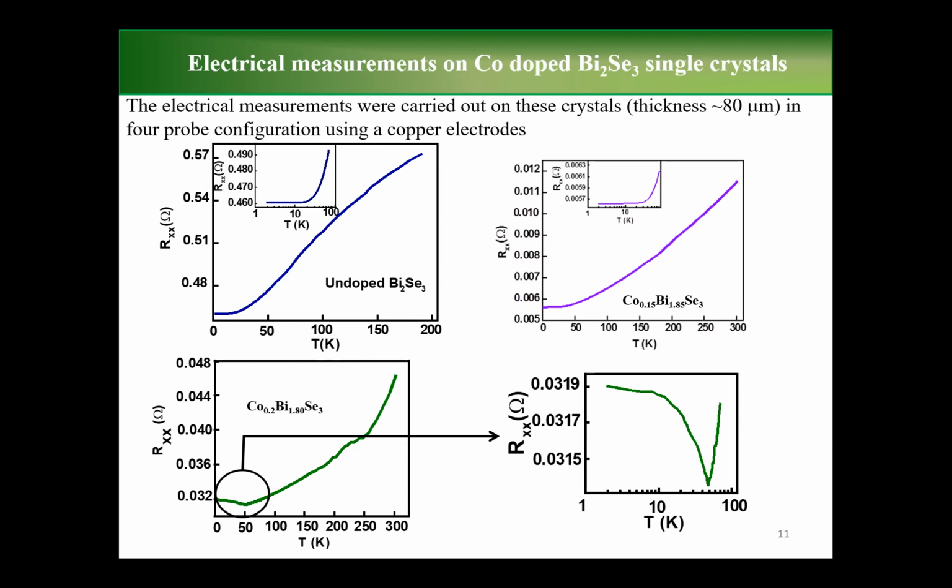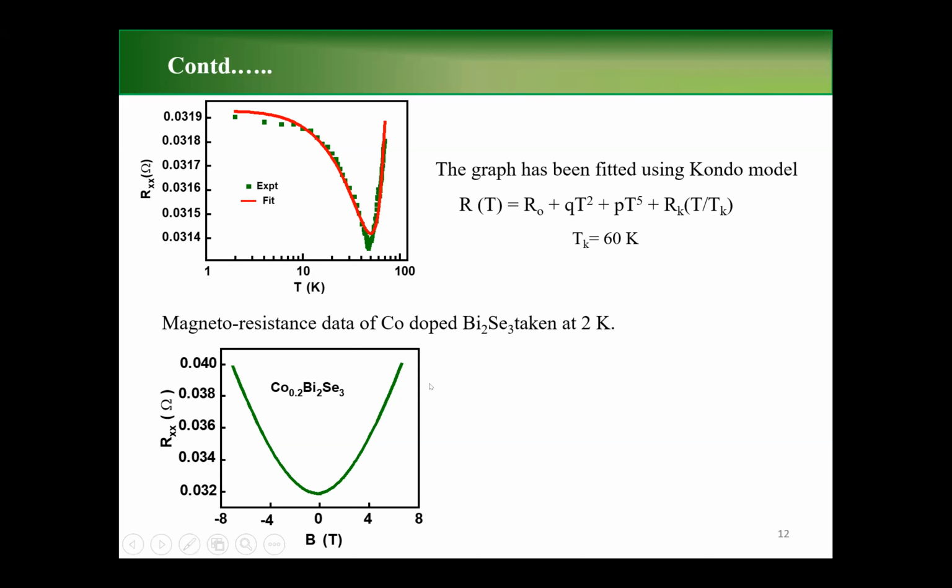We have also performed the magnetoresistance measurement on these crystals, and we found that no interesting feature was observed. Generally, we observe weak anti-localization in topological insulators that arises due to the quantum interfering nature of topological insulators, but we do not observe it in this cobalt 0.2 Bi2Se3 because it is a bulk crystal. The thickness is very high, and the weak anti-localization effect becomes irrelevant if the thickness is greater than 100 nanometers. So that's why we do not observe any weak anti-localization features.